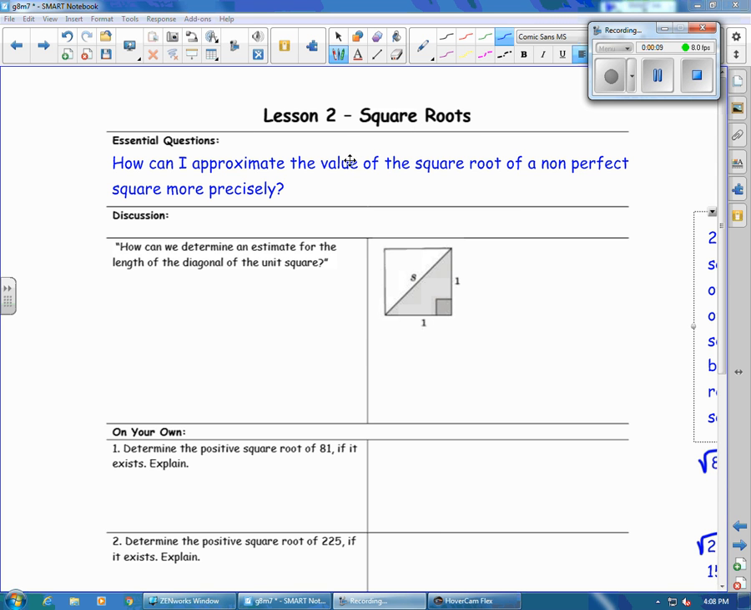You should be on page 4 of your module, and your essential question is how can I approximate the value of the square root of a non-perfect square more precisely?